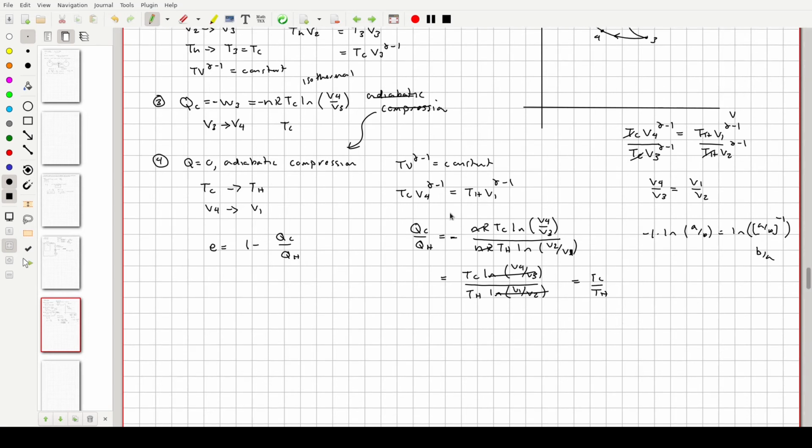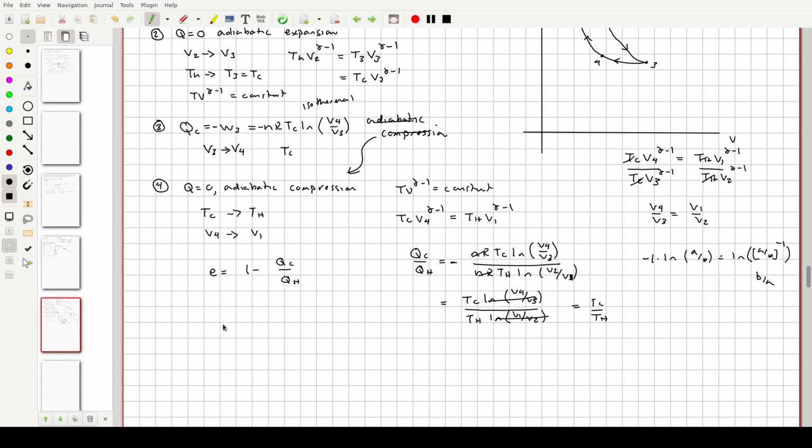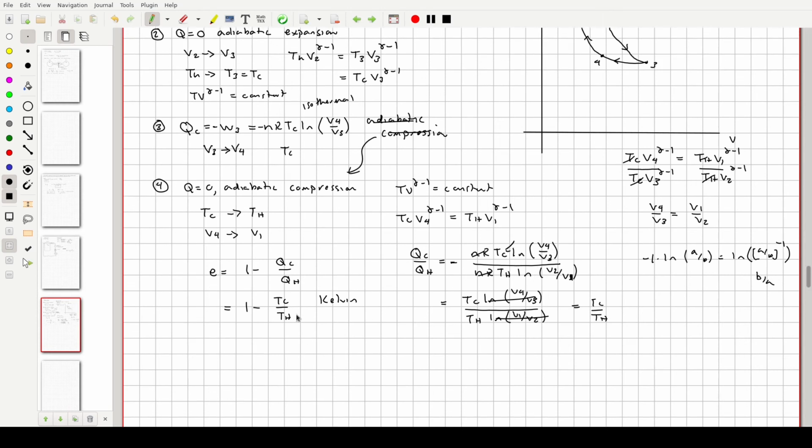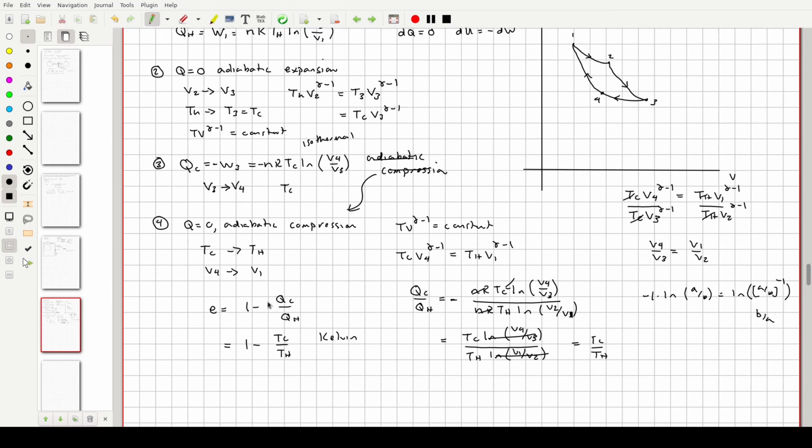So what's nice about that is that if you have the Carnot cycle, now if you want to talk about the efficiency of it, you don't need to know anything about the heat. All you need to know is information about the cold temperature and the hot temperature. And to be clear, this has to be in kelvins. Remember, in this form, these are kelvins right here. So you're in absolute. So that's the Carnot cycle basically in a nutshell, right?